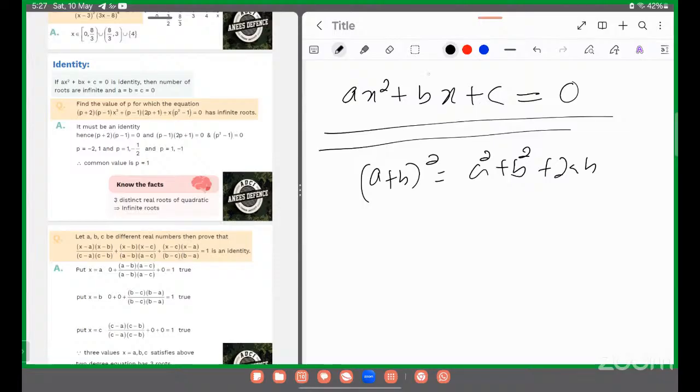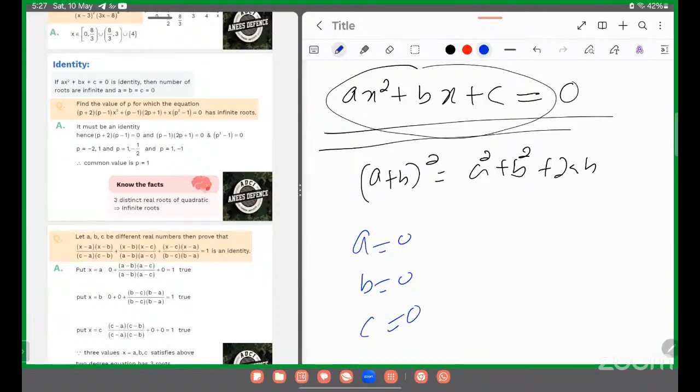So in this particular quadratic equation, if you want to say that for any values of x, the answer should be 0, then what is the condition? For any values of x, the answer should be 0. Then what is the condition? A should be equal to 0, B should be equal to 0, C should be equal to 0. Then only for any value of x, this will satisfy.